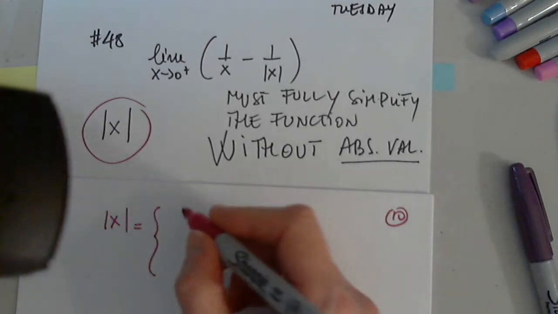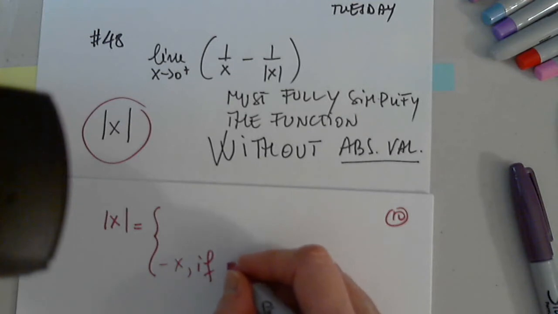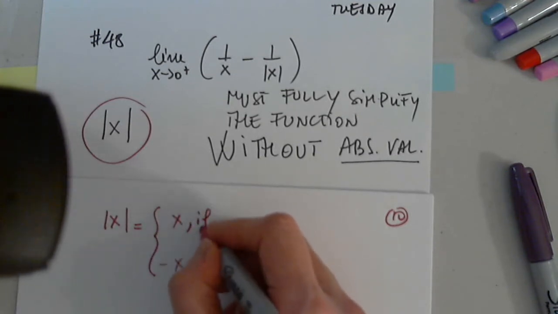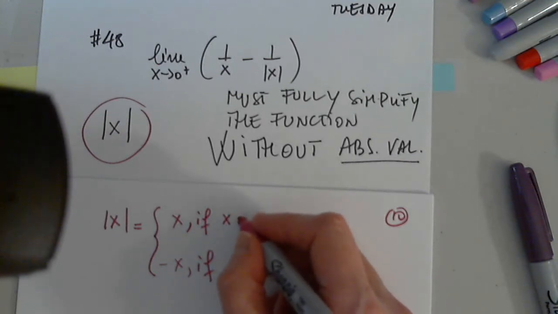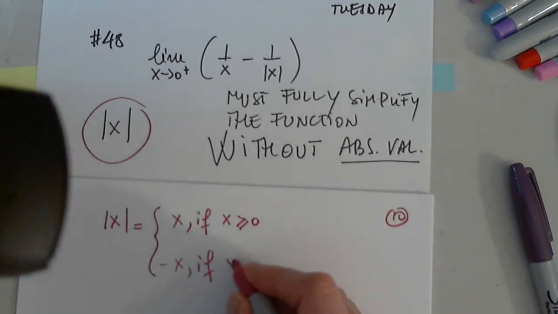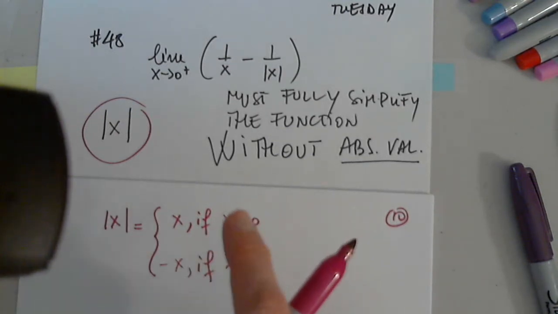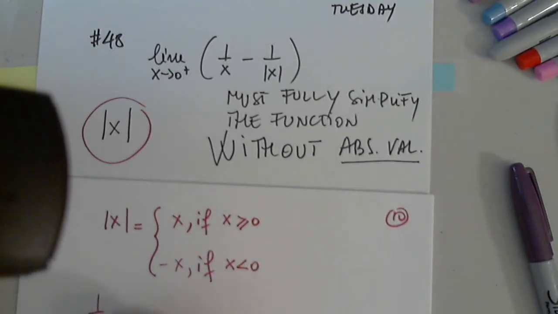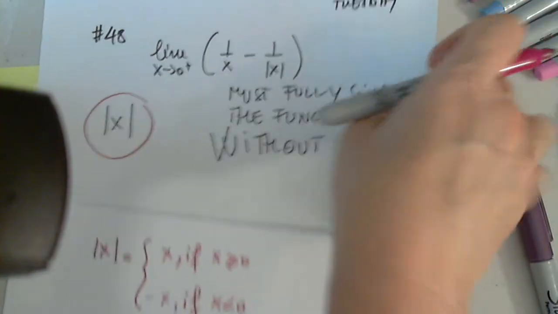It's negative x. We don't start with negative x, but that's okay. Well, we'll start with x then, when x is greater than or equal to 0. Very good, and that's the other one. So then I have 1 over x minus 1 over the absolute value of x must have two different options. How come?